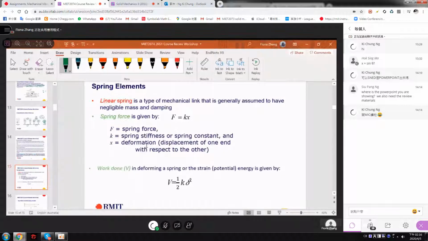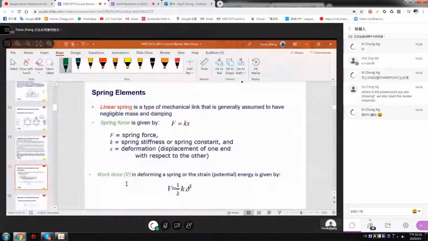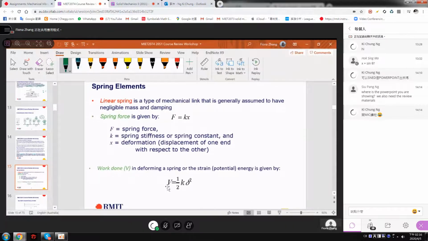Right. For a spring, if you consider its potential energy, or the work done by the spring, the potential energy, V, is expressed as half K delta squared. Delta is the change of length of the spring. Half K delta squared.